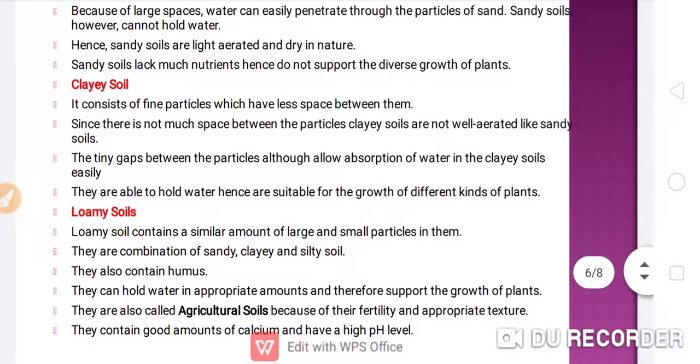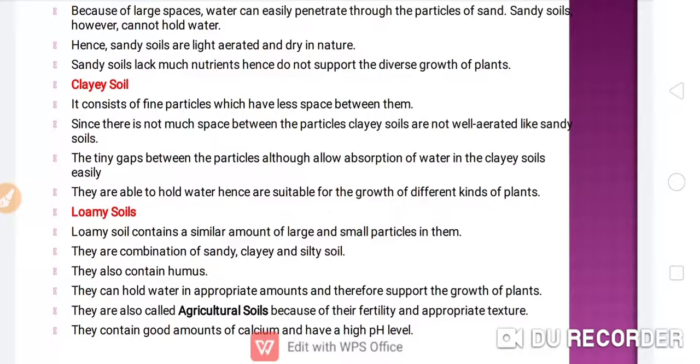Now next topic, that is clay soil. It consists of fine particles which have less space between them. It means they have very little space as compared to sandy soils. Since there is not much space between the particles, clay soils are not well aerated like sandy soils. Due to the absence of vacancies between the particles of clay soils, no air is trapped between these particles.